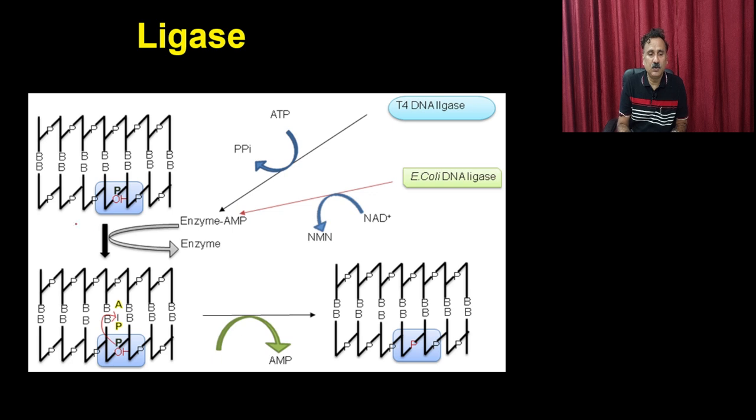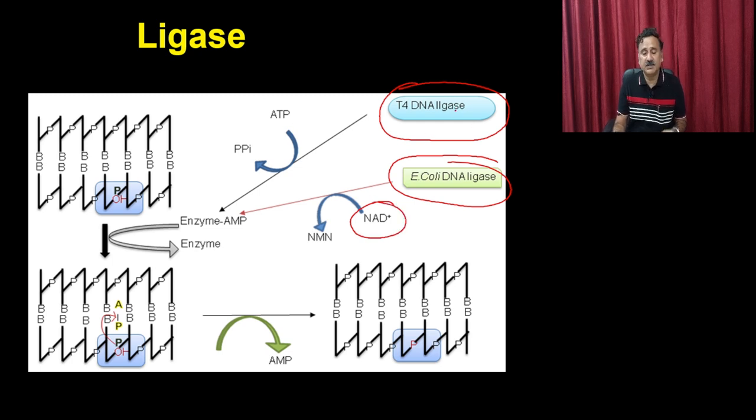When you are going to put the reactions, what you are going to do is put the enzyme. So, you can have two different types of enzyme, either the T4 DNA ligase or the E. coli DNA ligase. E. coli DNA ligase normally uses NAD plus as a cofactor, whereas the T4 DNA ligase, which is a ligase from viruses, uses ATP as a cofactor.